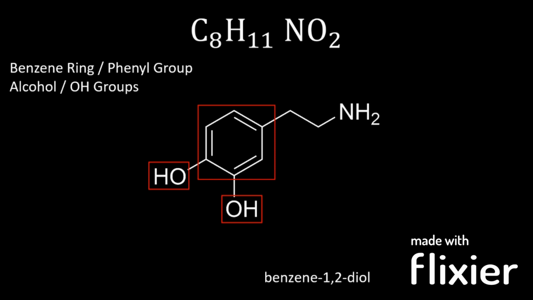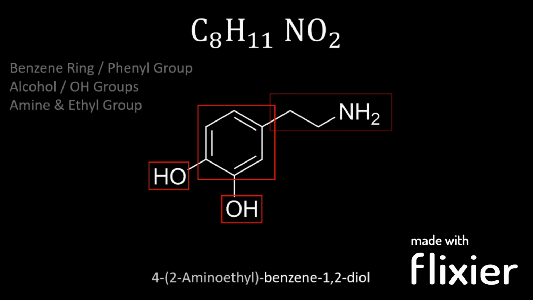Next, we notice that there is a carbon chain substituent attached to the benzene ring. This chain has 2 carbons and therefore is an ethyl group. However, it's important to note that there's an amino group at the end of the ethyl. Looking at the amino's index on the ethyl, which is 2, we can name this whole substituent as 2-aminoethyl. And because it's index 4 on the benzene ring, we can name this 4-(2-aminoethyl). This gives us the full IUPAC name, 4-(2-aminoethyl)benzene-1,2-diol.